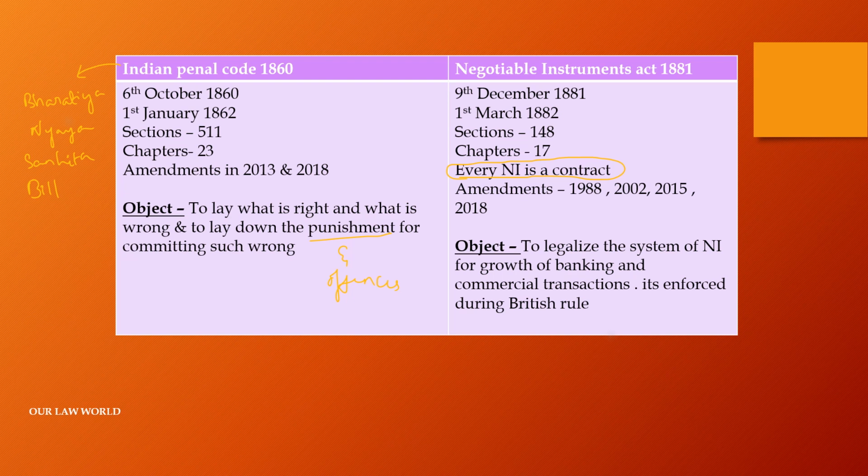The next act is the Negotiable Instruments Act 1881, and the dates are 9th December 1881 and 1st March 1882. It has 148 sections in 17 chapters, and every negotiable instrument is treated as a contract. To legalize the system of negotiable instruments, this act has been implemented.